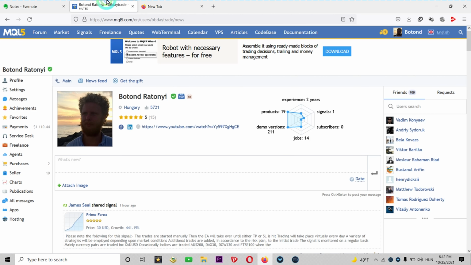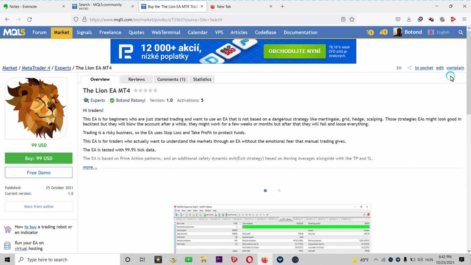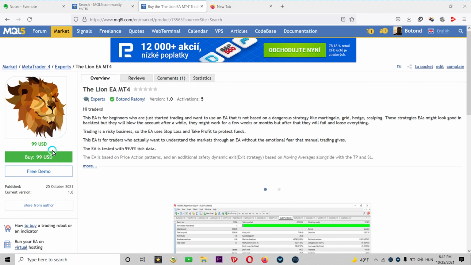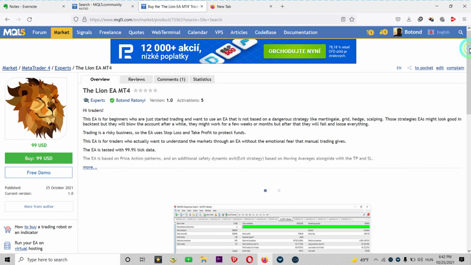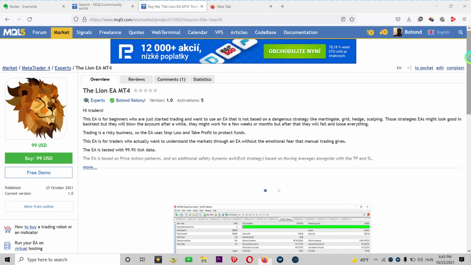You can test the EA yourself. You can go to MQL5 and search for the Lion MT4, and here it is. So you can check it out. As you see, it is just a much lower price point than any of my other professional EAs, because I want it to be affordable for any trader on any continent who wants to trade.